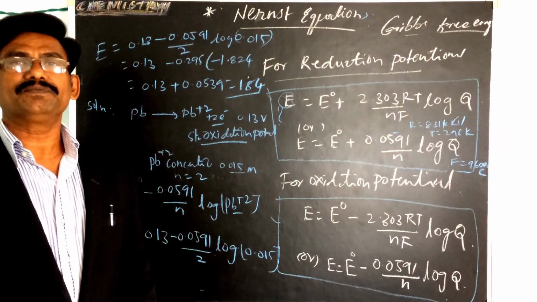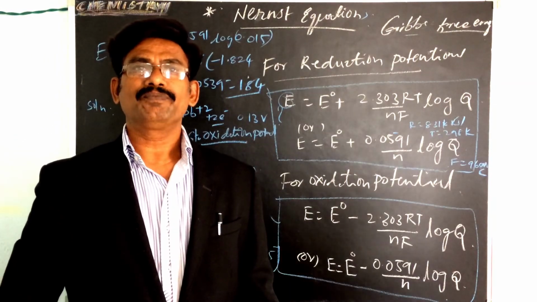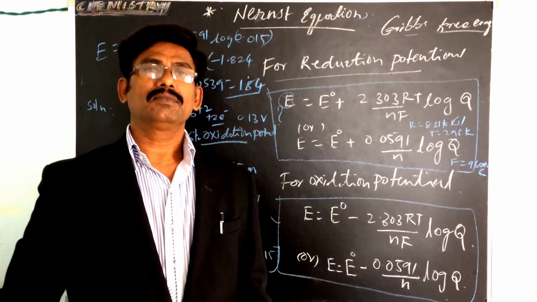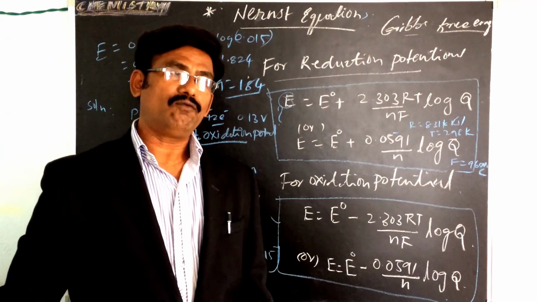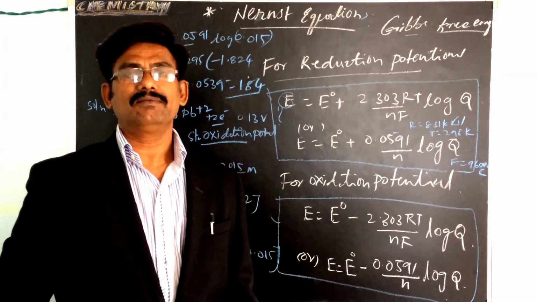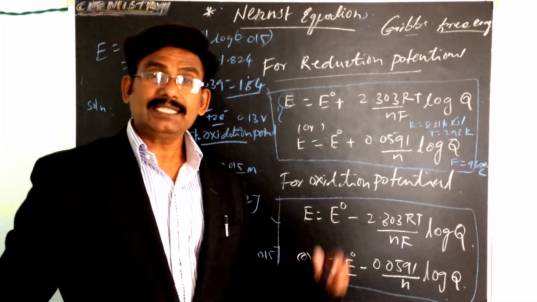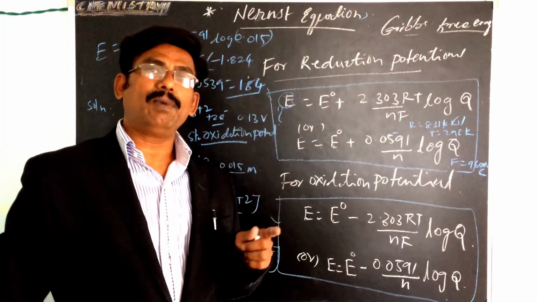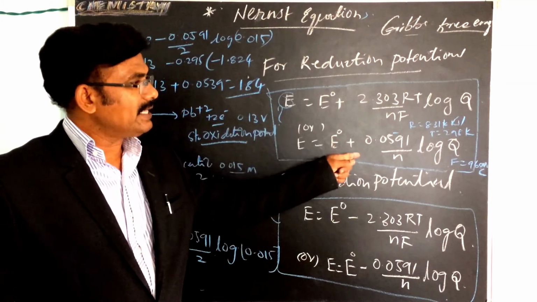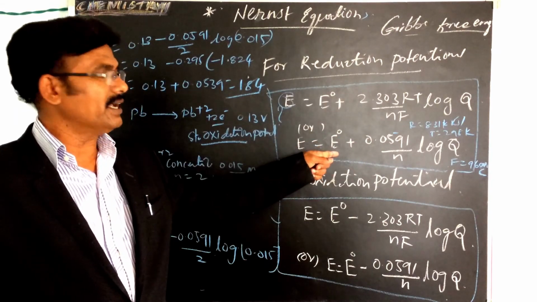So one more problem. For example, calculate the electrode potential of a zinc electrode dipped in a 0.1 molar zinc sulfate solution at 25 degrees, with n equal to 2. Here we have to use the zinc reduction potential.